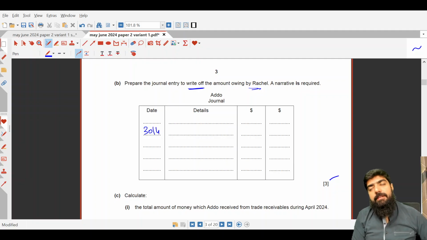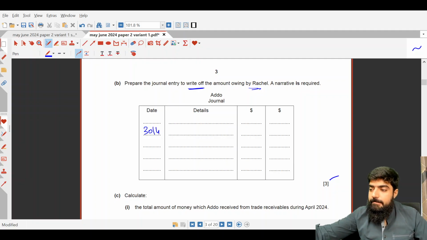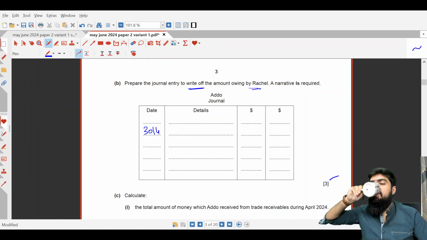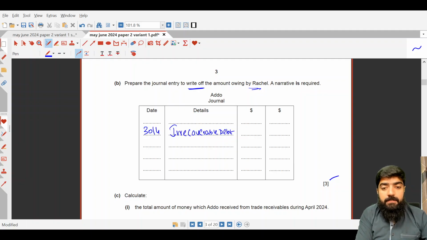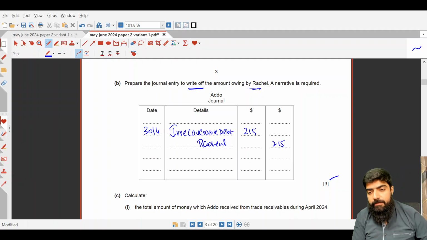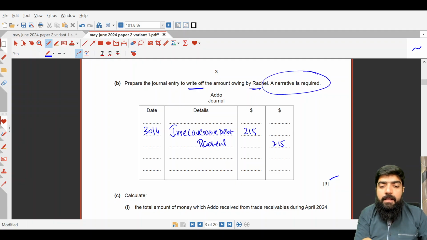Do you remember the entry for the write off? Yes, I do. The bad debt is debited. Yes, irrecoverable debt written off, or bad debt, right? Yes, bad debt debited and trade receivable customer Rachel will be credited, right? With the amount of 215, we have debited the irrecoverable debt and Rachel's account is credited, and a narrative is required.